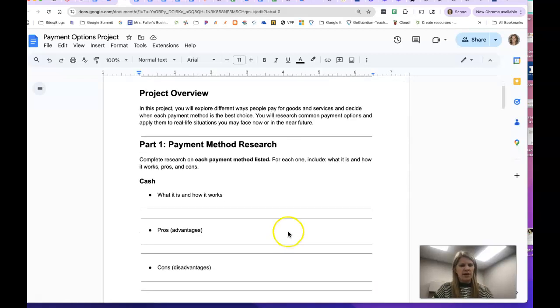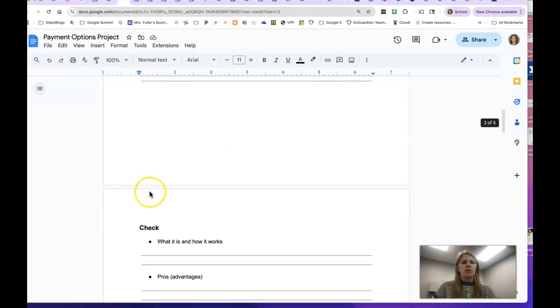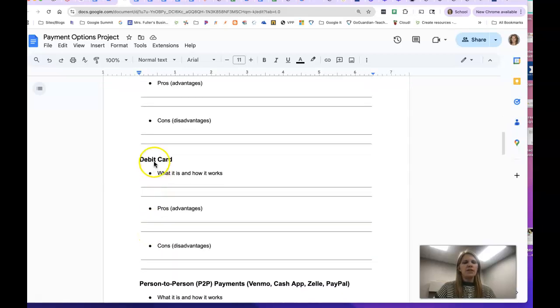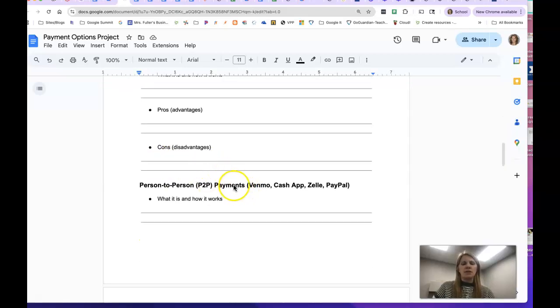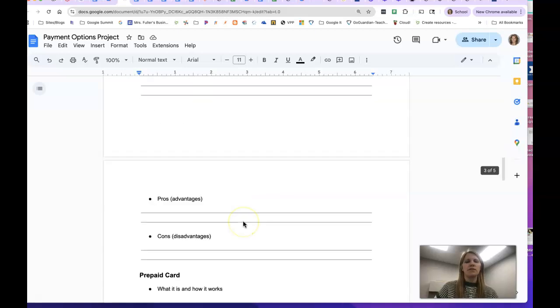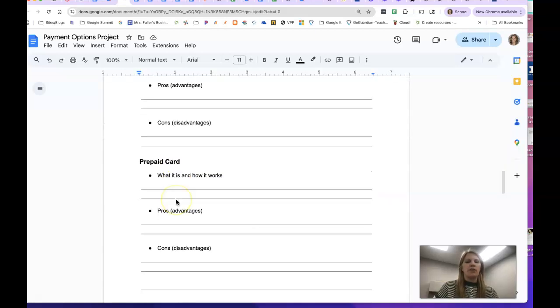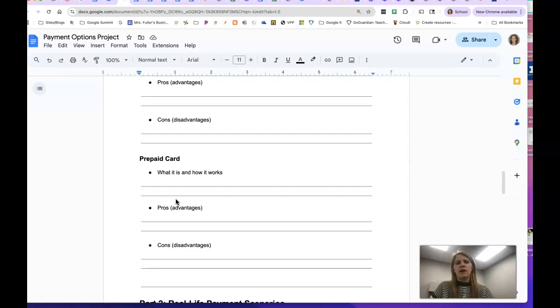So this first part is where you'll be using Google for each of our different payment methods. You will tell me what it is and how it works, and then the pros and cons of that payment method. And so we have cash, check, debit card, person-to-person payments. Here's some examples. And then prepaid cards. So you have the same three questions for each of those different types of payments.